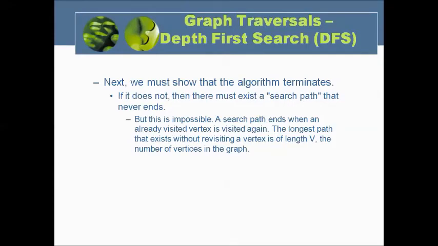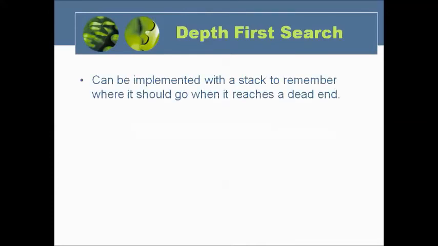Next, we must show that the algorithm terminates. If it does not, then there must exist a search path that never ends. But this is impossible. A search path ends when an already visited vertex is visited again. The longest path that exists without revisiting a vertex is of length V, the number of vertices in the graph. So it can be implemented with a stack to remember where it should go when it reaches a dead end.